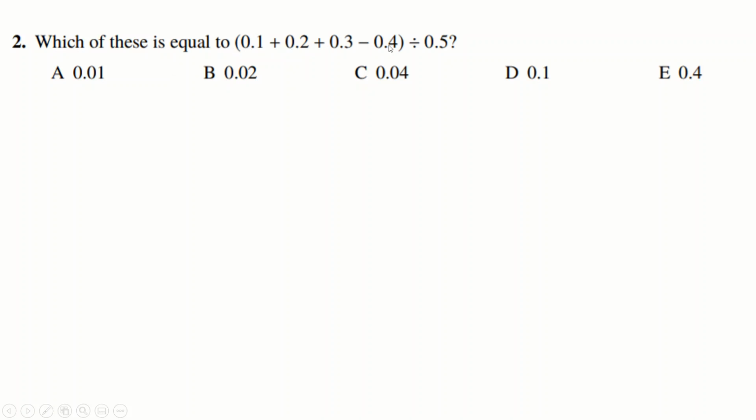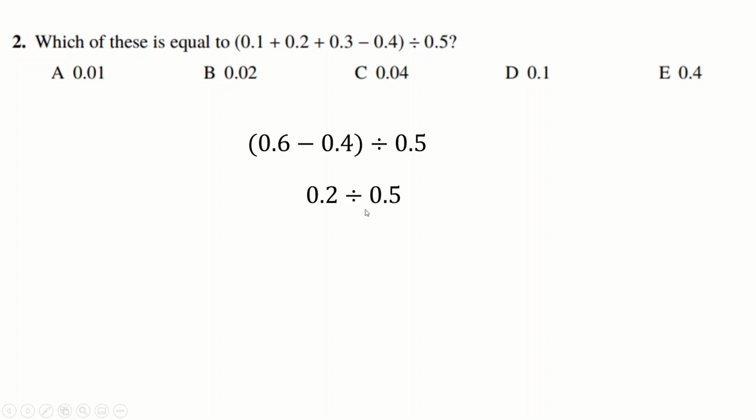Here, just make sure you do the brackets first. Doesn't really matter whether you do adding or subtracting first. Just work left to right is probably always the best shout. So putting all of these together, we're going to get 0.6: 0.3 from those two, and then another 0.3 is 0.6. Minus 0.4 is 0.2.